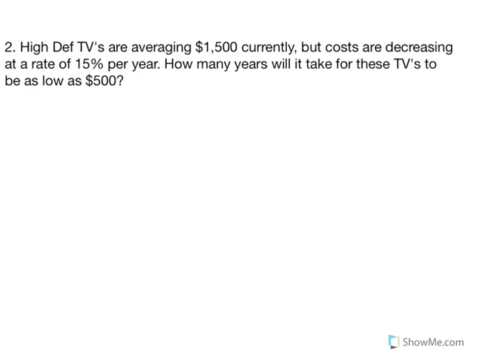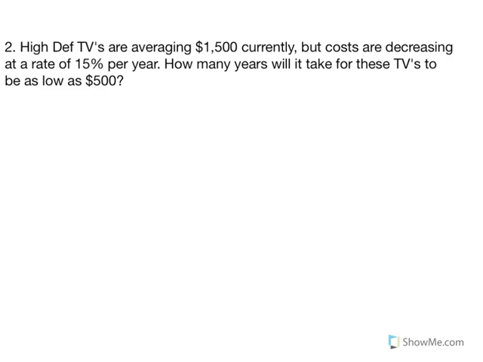Number 2, high-def TVs are averaging $1,500 currently, but costs are decreasing at a rate of 15% per year. How many years will it take for these TVs to be as low as $500? All right, so again, just like in the linear modeling section, if we want to predict for the future, we have to have a model. You can't just make up stuff. You've got to have a model to use for predictions.